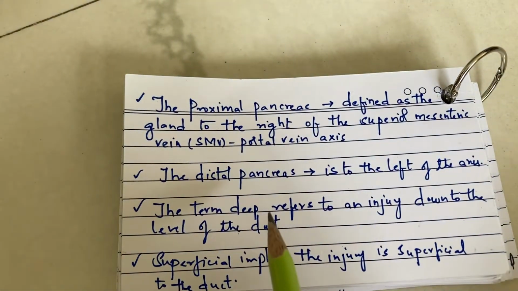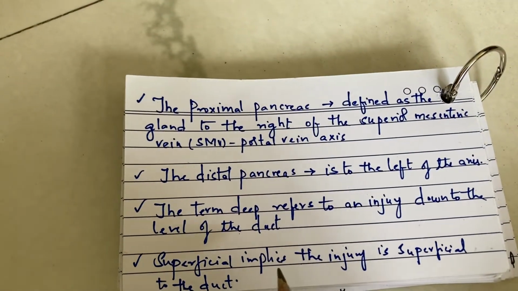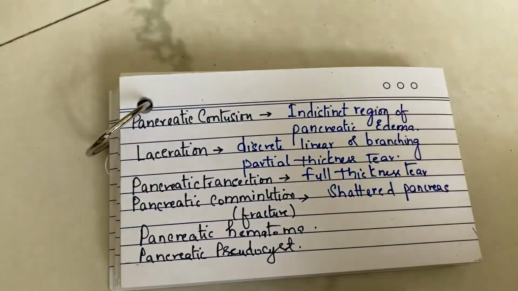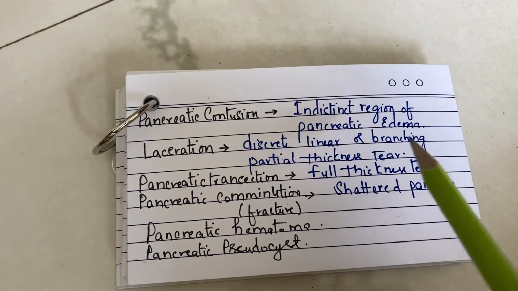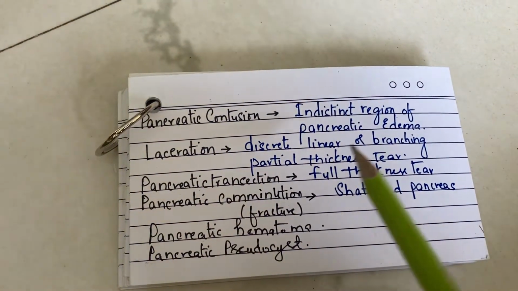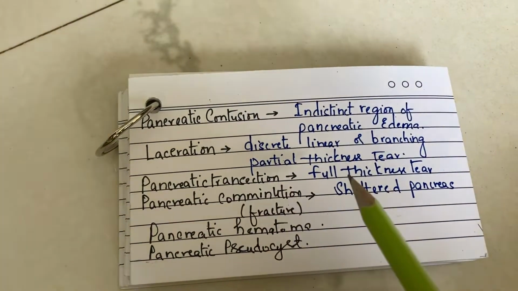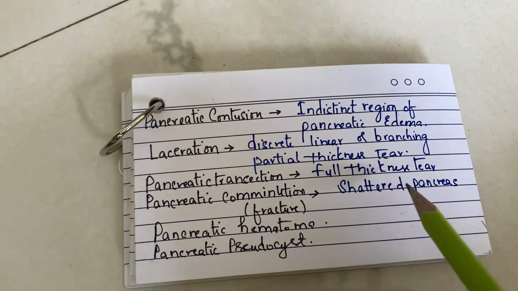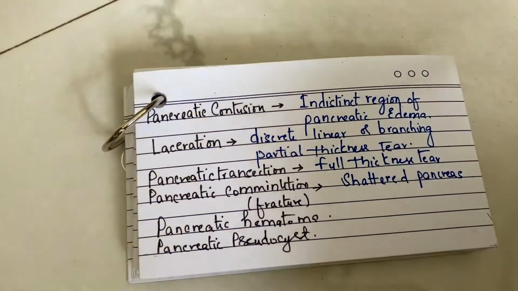The term deep refers to an injury down to the level of the duct. Superficial implies an injury superficial to the duct. What is a pancreatic contusion? It's an indistinct region of pancreatic edema. Laceration is a discrete linear or branching partial thickness tear. Pancreatic transection is a full thickness tear. Pancreatic fracture or comminution is a shattered pancreas. And we have others like pancreatic hematoma and pancreatic pseudocyst.